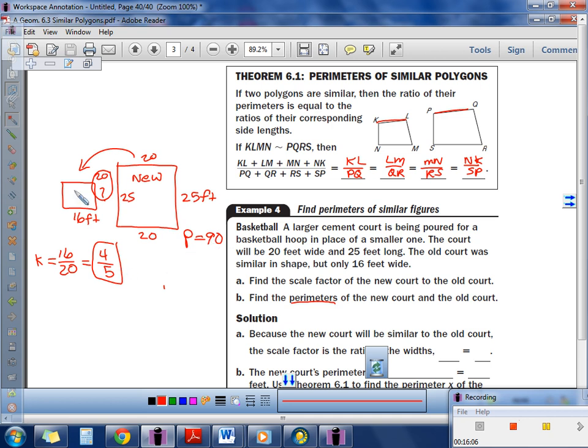So if I do 90 times 4/5, I get the perimeter of this other one. So once again, this new perimeter over here on the smaller shape is going to be 4/5 times the 90, and I get 72 feet. There's my perimeter of that small shape.